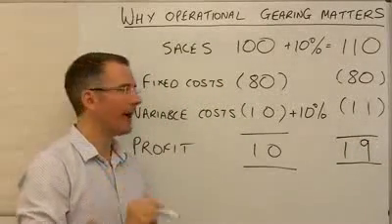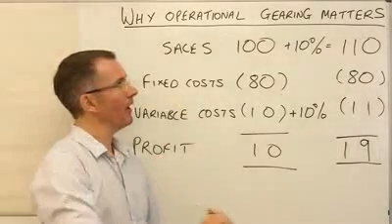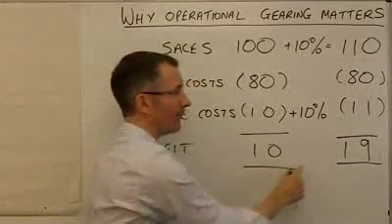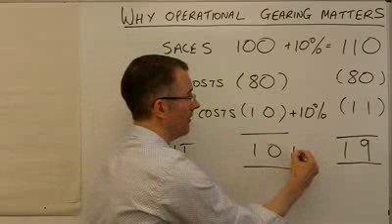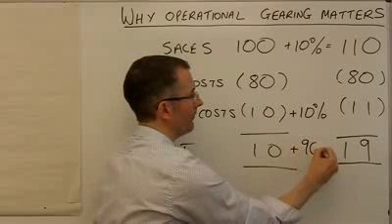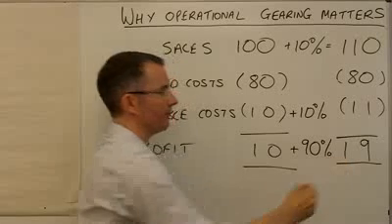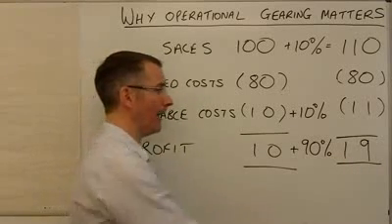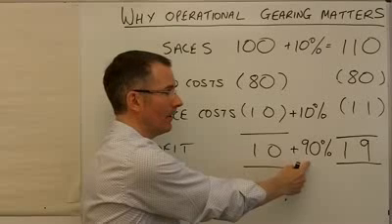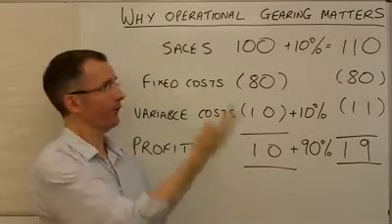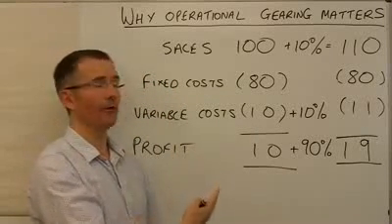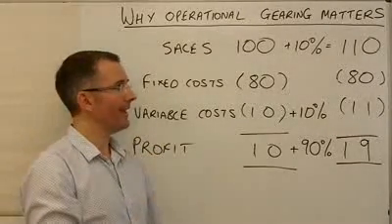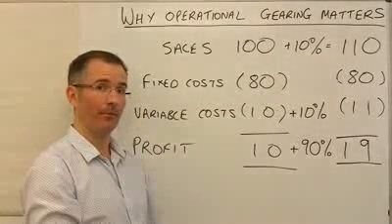Now something quite interesting has happened here. This business has increased sales by 10%, but profits from 10 to 19, that is an increase of 90%. So for a very small increase in sales, you get a whopping increase in profits. You might be thinking, fantastic, so this is the kind of firm I want to buy. I want to buy shares in this kind of company, that's tremendous. Yes, except that it works in exactly reverse too.